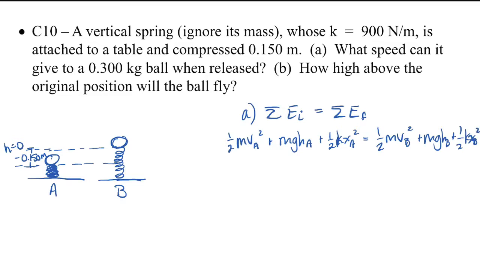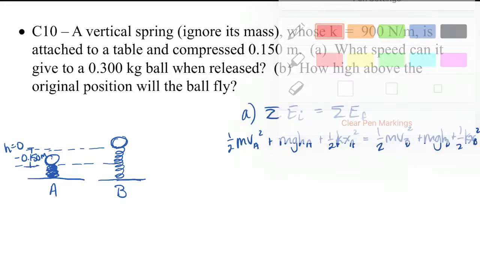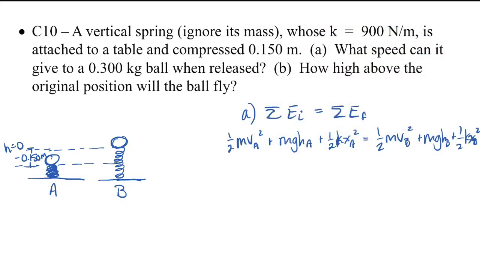So again, we want to look at our initial. What do we have? What don't we have? This is fully compressed, okay? So again, in this case, initial is part A, is point A. So what do we have? Do we have velocity at that point? No, it's compressed. It's resting there. So therefore, we do not have any kinetic energy.